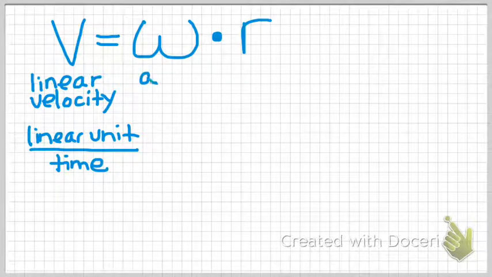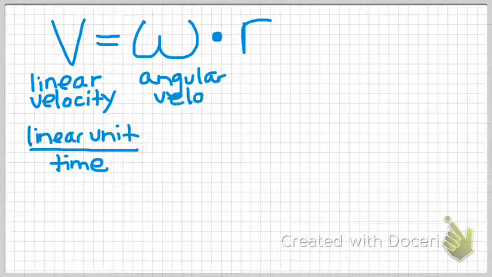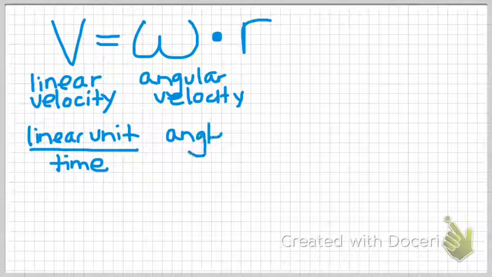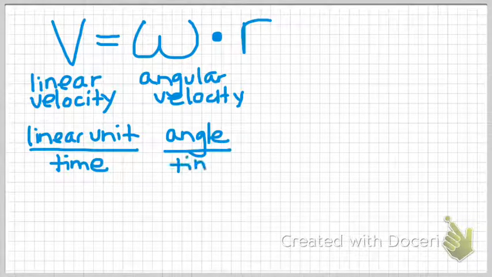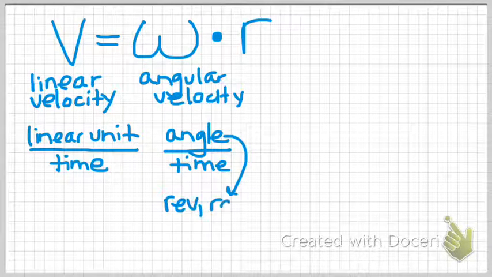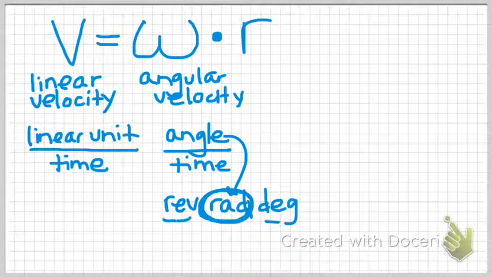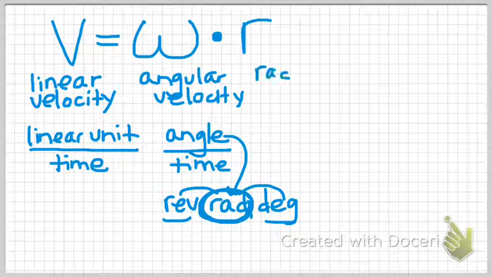Then you have angular velocity, which is an angle over time. And remember, angles are measured in revolutions, radians, and degrees. But for this formula, it has to be radians. So if you have revolutions or degrees, you have to convert them to radians in order to use this formula. And then R stands for radius.